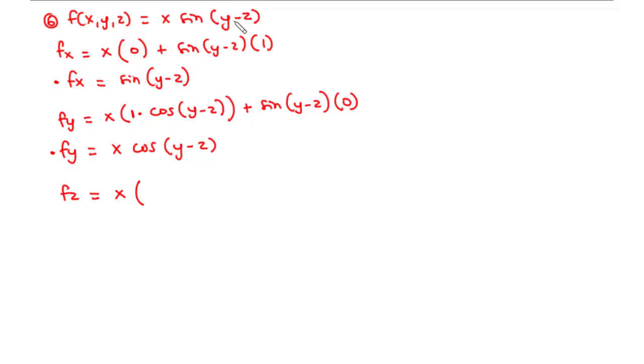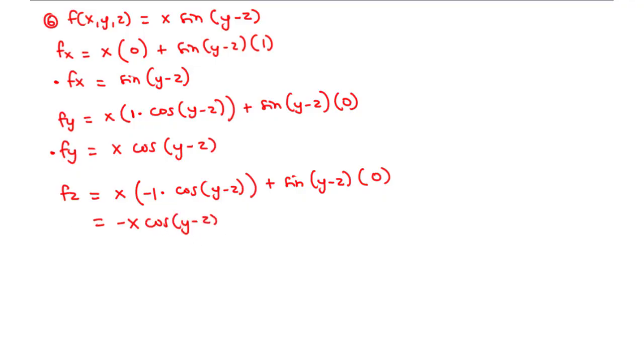Now for fz, that is equal to, you hold x, you differentiate this with respect to z. When you differentiate negative z, you have -1, so -1 times, you differentiate sine, you have cos, so cos y minus z, and then this time plus sine y minus z. You differentiate x with respect to z, or this is a constant, so it goes to 0, so you have negative x cos y minus z, and that is for fz.